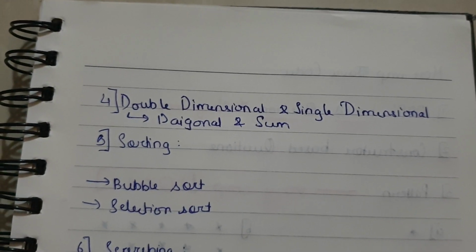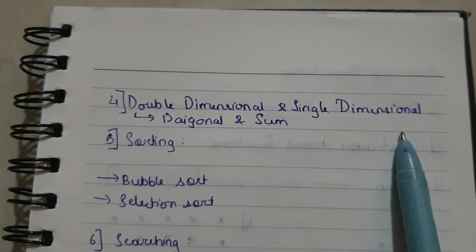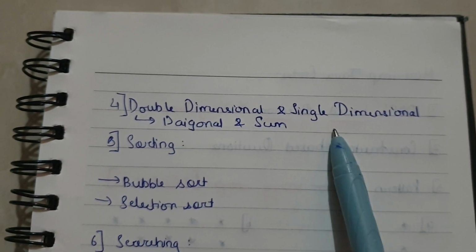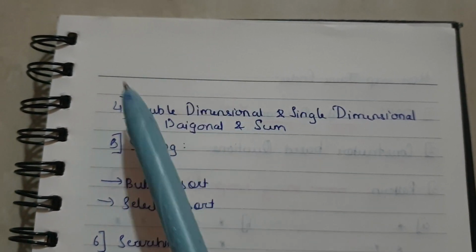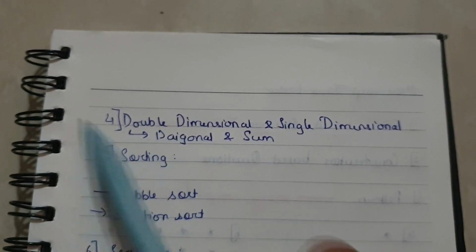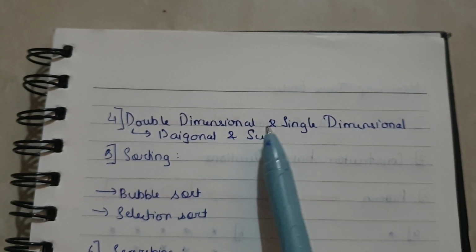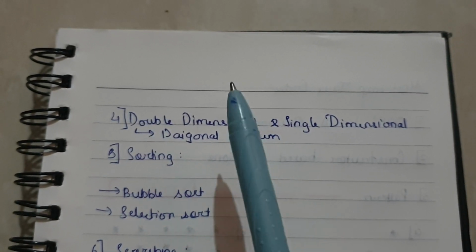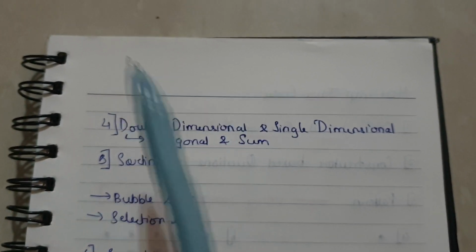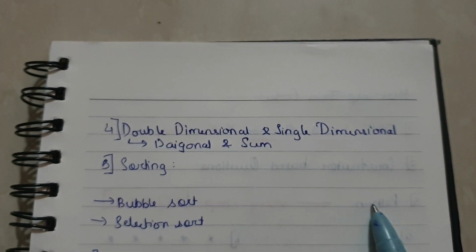And now the next type is double dimensional and single dimensional array. Again very important. See, single dimensional is easy, but in double dimensional you should know the diagonal sum, right and left both, and the sum of columns, sum of rows. Based on this you can get various types of question, and that is what they call competency.